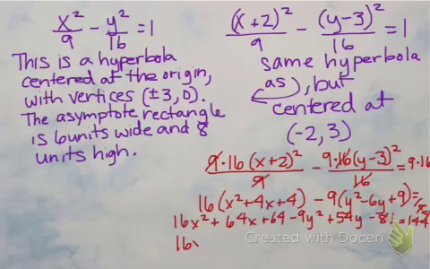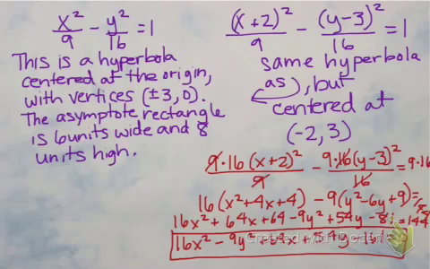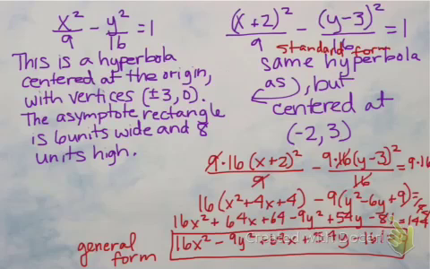So you do the x squared and the y squared, and then the x and the y, and then finally your constant term. And that again is the general form where the standard form is up above. Okay, we'll do one more example.